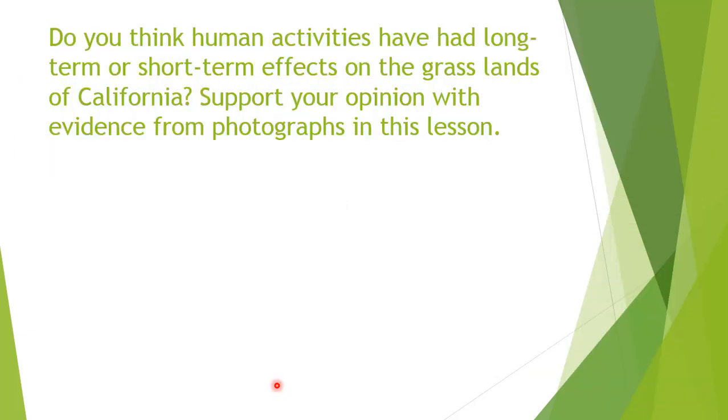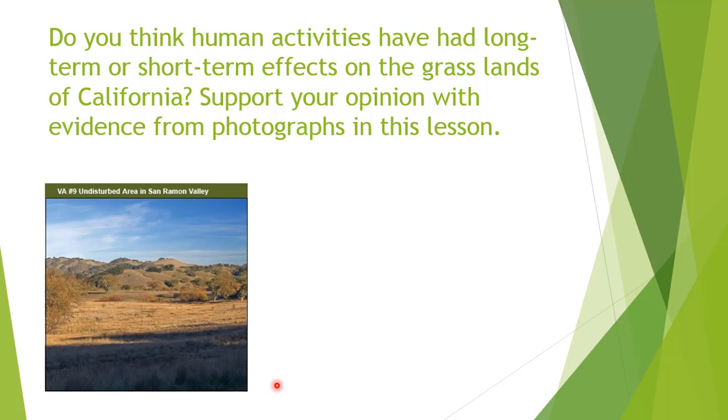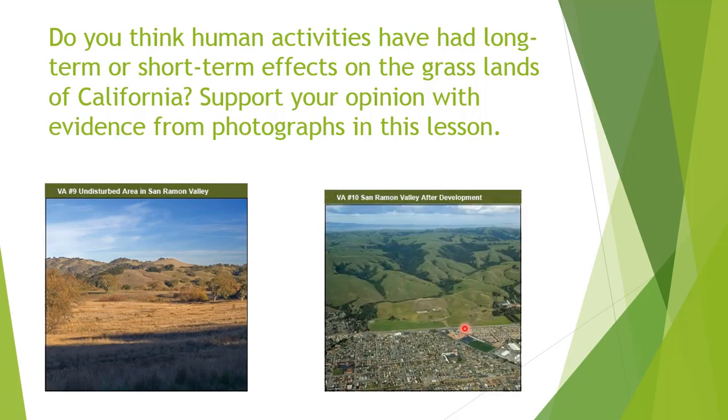Do you think human activities have had a long-term or short-term effect on the grasslands of California? So this is what the grasslands used to look like. This is the San Ramon area, and this is that area more recently. So do you think this is a short-term or a long-term effect? Support your opinion with evidence from the photographs from before or from here.